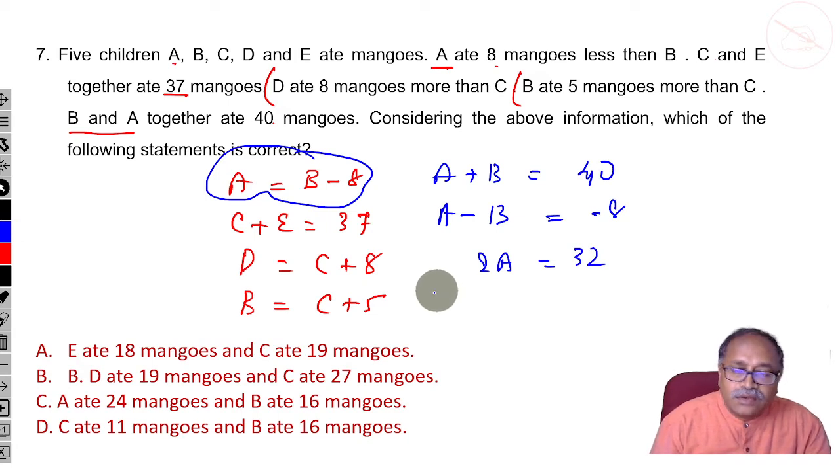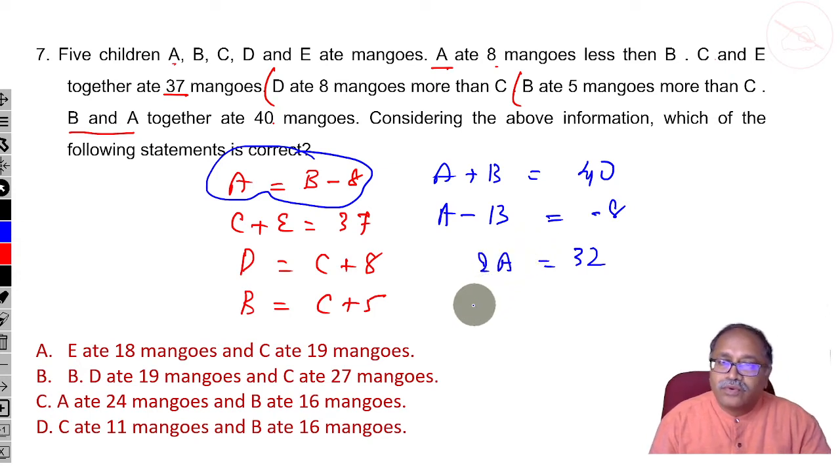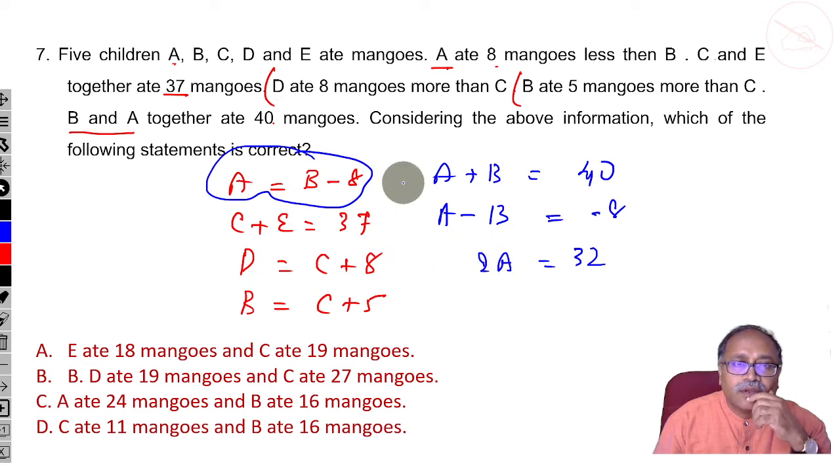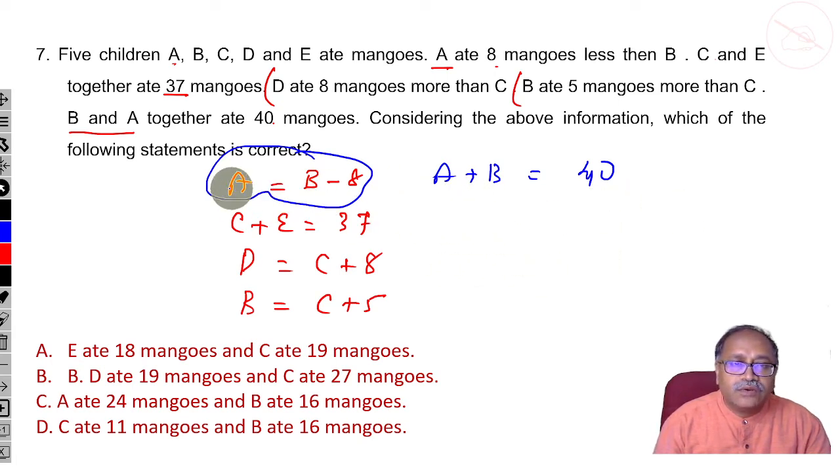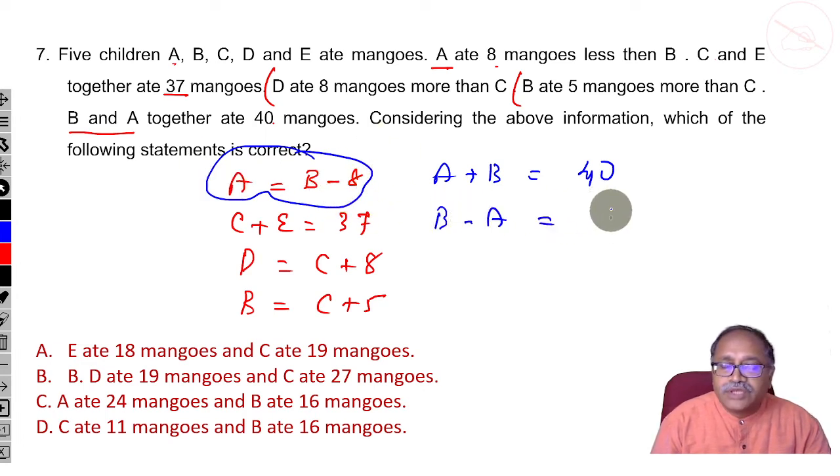Am I getting that A is equal to 32? One minute. We are saying A plus B is 40. So when A plus B is 40 and A minus B is equal to minus 8, let's convert to a positive number, that is B minus A is equal to 8. When you add this, A gets cancelled and you get 2B, and 2B is equal to 48, then obviously B is equal to 24.